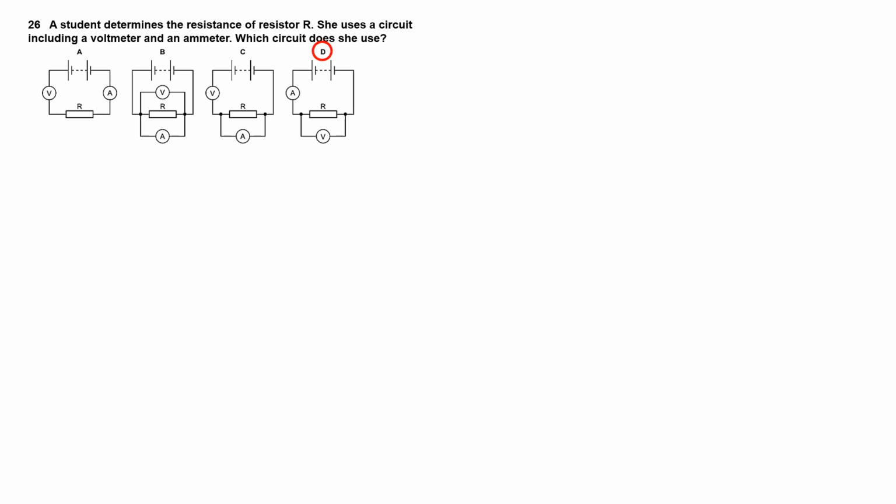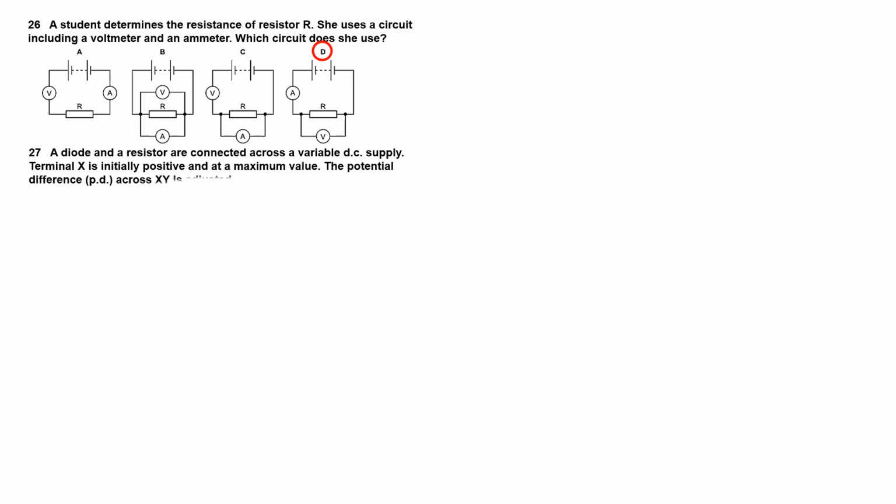Question 27. A diode and a resistor are connected across a variable DC supply. Terminal X is initially positive and at a maximum value. The potential difference across XY is adjusted so that it changes as shown by the graph. Which graph shows how the current in the circuit from X to Y varies during the same time interval?